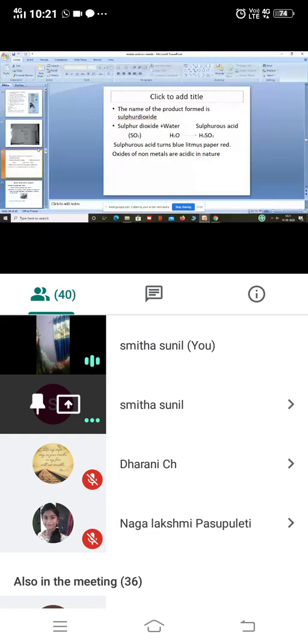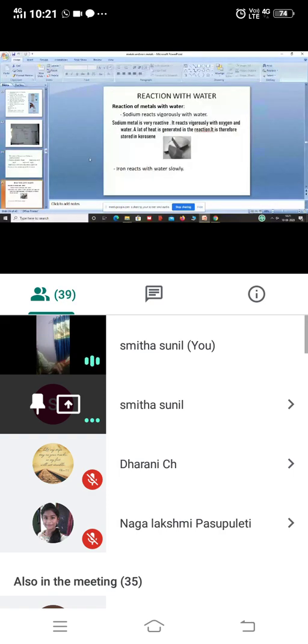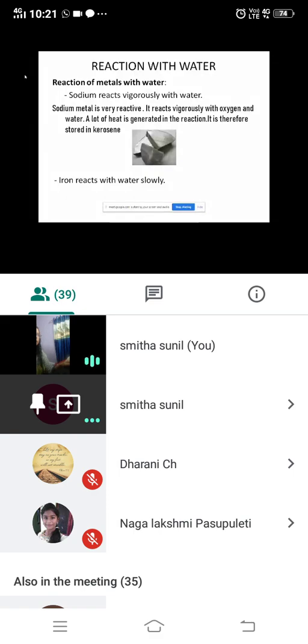Now we will go to the next topic, that is reaction of metals with water. See how metals react with water. Sodium is a metal. It reacts vigorously with water. See, sodium is very reactive.